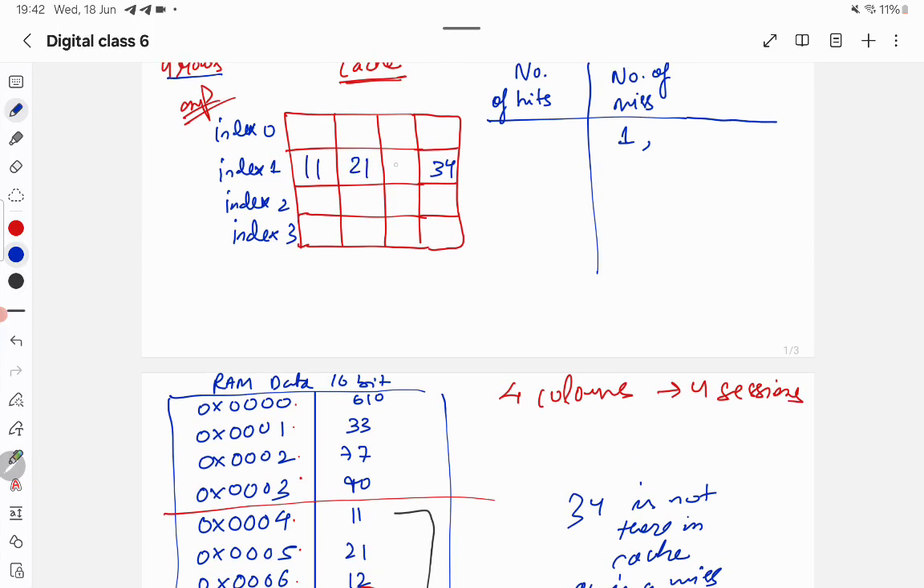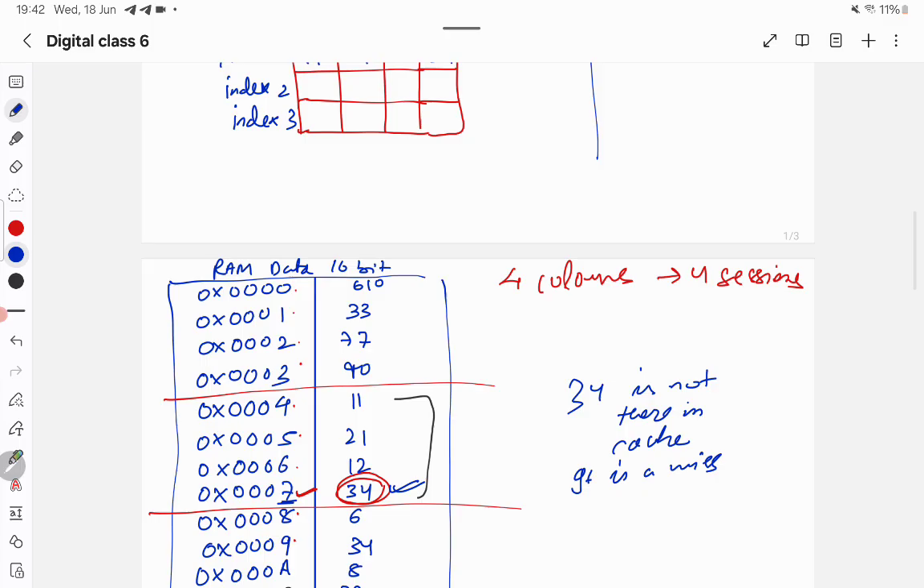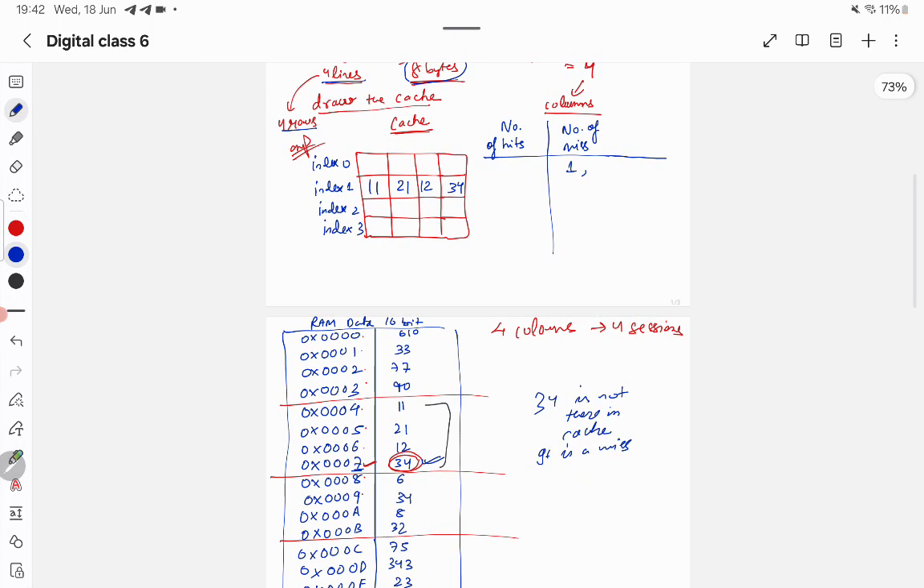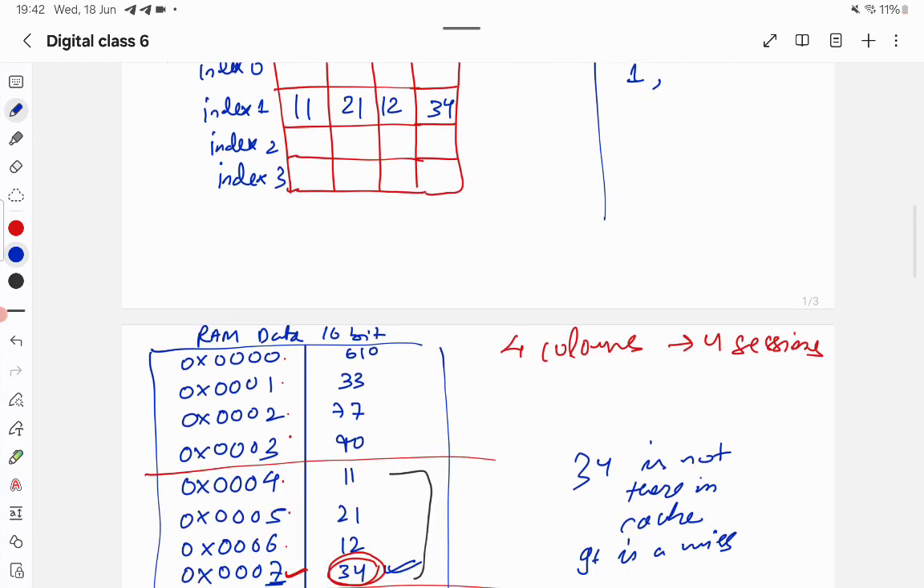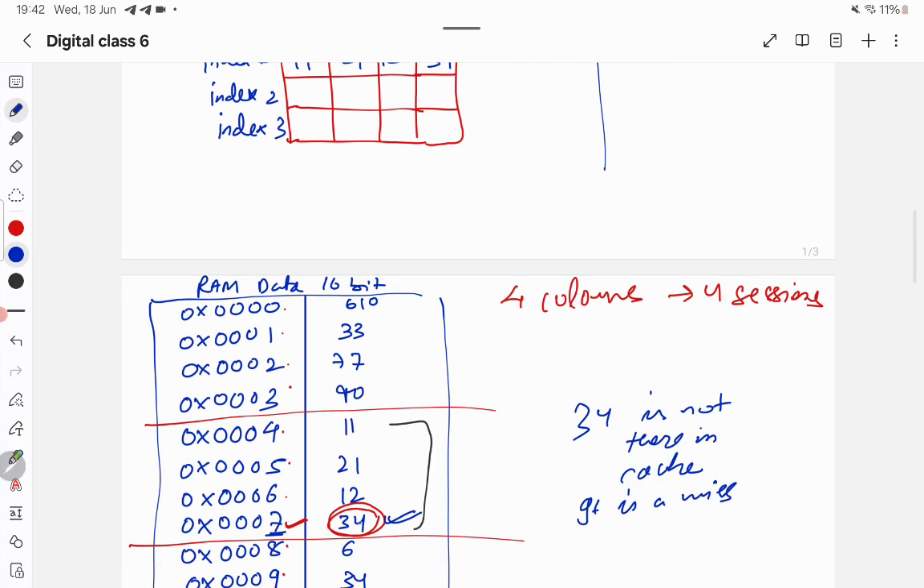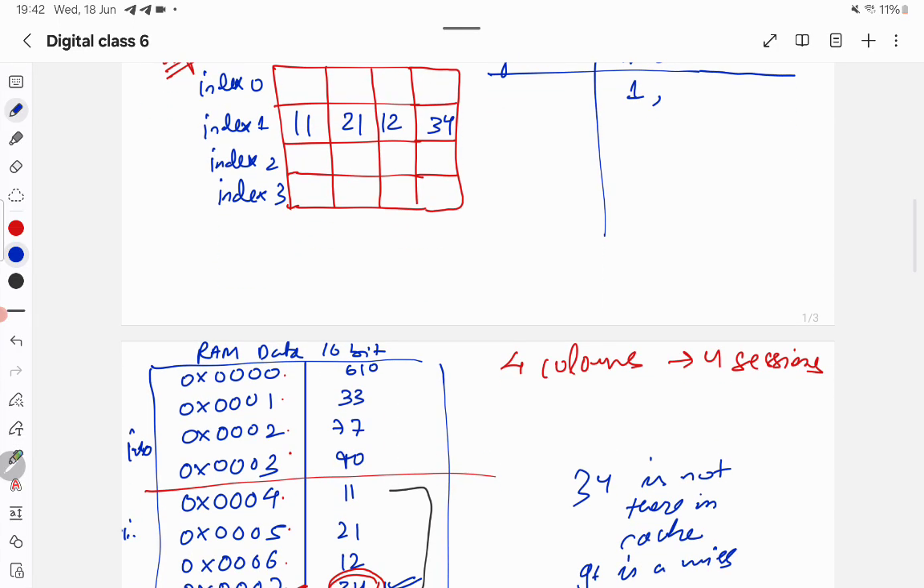11, 21, 12, 34. This is direct mapping. You copy the whole row. Why didn't I copy in the first index? Because I had a miss in the second index, right? This is index 0, index 1, index 2. Accordingly, 0 will be pasted in the 0.